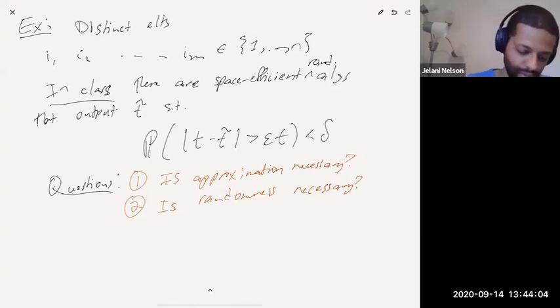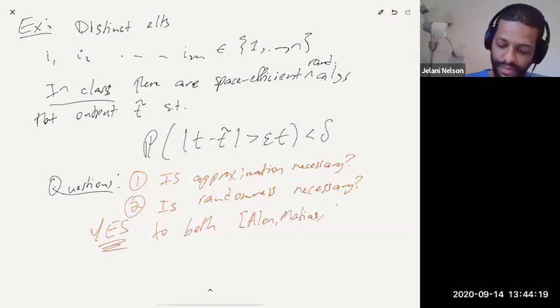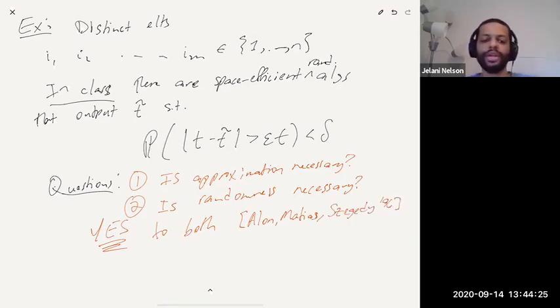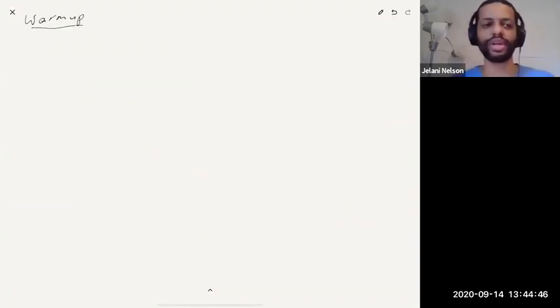And the answer to both of these questions is yes, they are necessary to both questions. And the proof of this is actually back to 1996, Alon, Matias, and Szegedy. Okay, so we will see the proof of this today, and more. So let's just do a warm-up. And it's a good warm-up because we're going to use some of these ideas in the actual lower bounds, the more sophisticated lower bounds. Okay. And this warm-up is a compression argument.